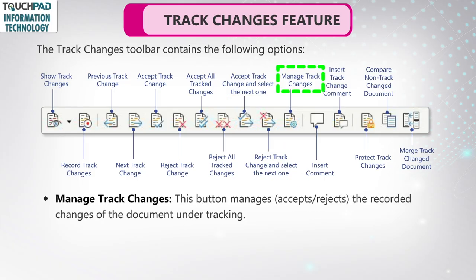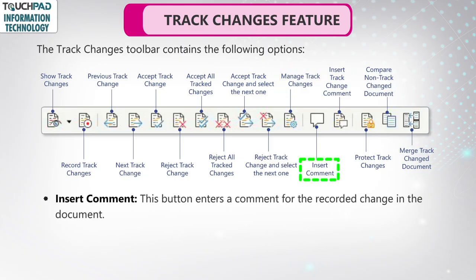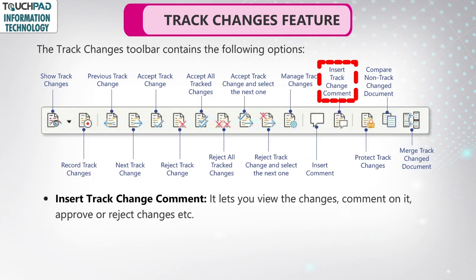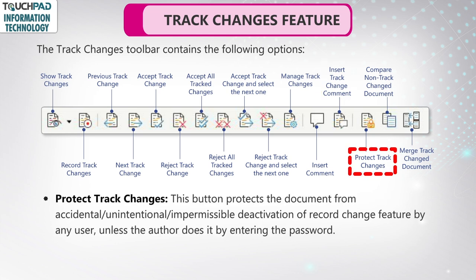Manage track changes. This button manages, accepts or rejects the recorded changes of the document under tracking. Insert comment. This button enters a comment for the recorded change in the document. Insert track change comment. It lets you view the changes, comment on it, approve or reject changes, etc.